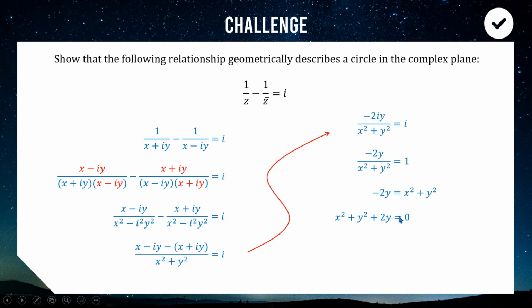And now we'll just very quickly complete the square and make it look very, very circular. So we need to have a plus 1 after the y squared plus 2y. So I'm going to add plus 1 to both sides. And now we can factorize this as a perfect square. And then ta-da, we have a beautiful circle equation. We have a center at 0, minus 1, and we have a radius of 1.